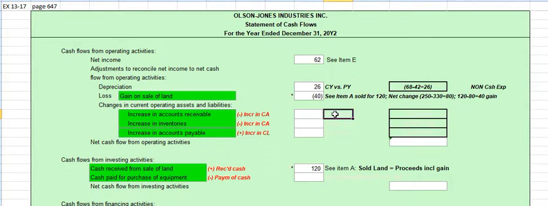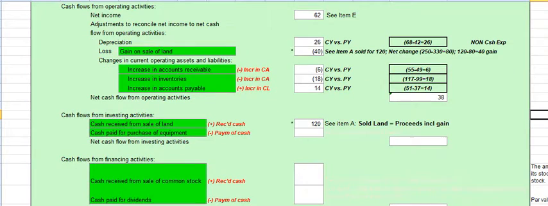As far as the balance sheet goes, you'll need to calculate your current year versus prior year and decide whether it's a current asset or a current liability. So here, accounts receivable and inventory are both current assets. If they increase, we're going to deduct. And then accounts payable is a liability, so it increased, so we're just going to add. So for this company, Olson Jones Industries, we have $38 net cash flow from operations.